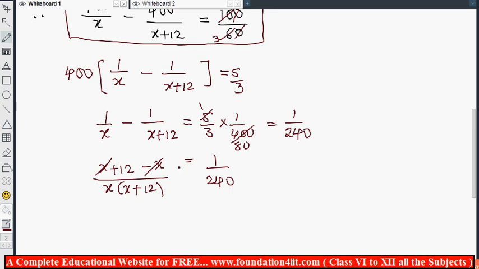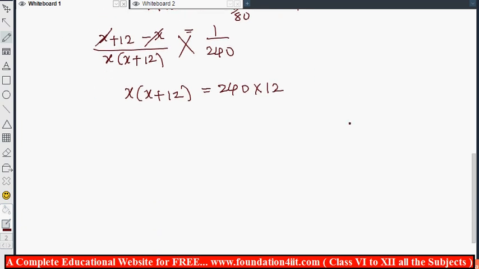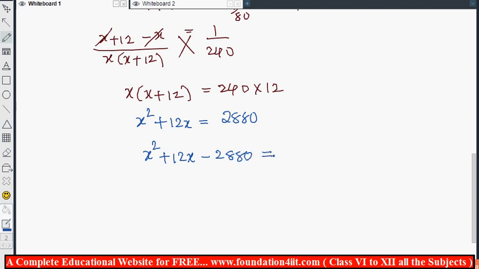Then do the cross multiplication. If you do that, x into x plus 12 is equal to 240 into 12. This value, now simplify with factorization. Now from here just go for the quadratic equation type. So that is x square plus 12x is equal to 240 into 12. That is 2880. Take it inside. Then x square plus 12x minus 2880. This is the quadratic equation.